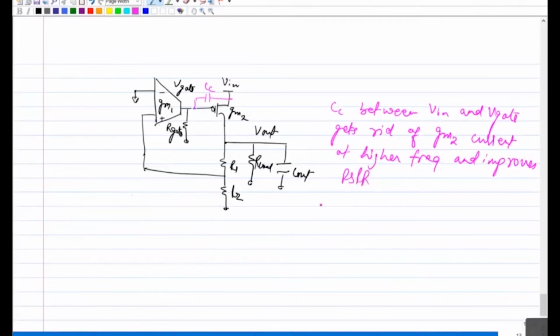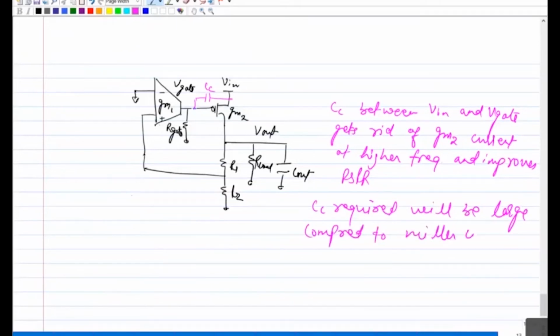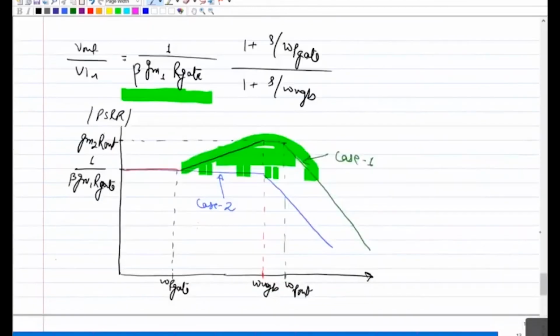Improves PSRR, but CC required will be large compared to Miller compensation.